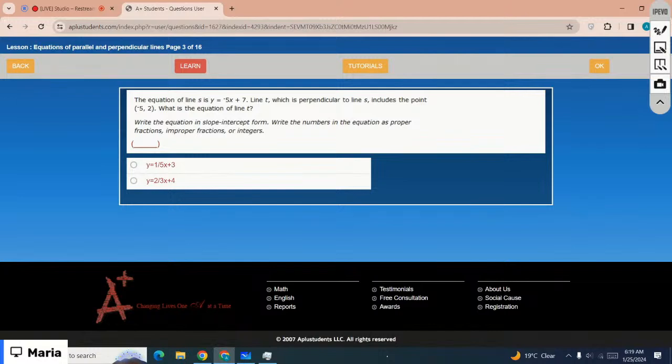So the slope of line S is negative 5. Then the slope of line T is 1 over 5, right? So you can see the equations. Option number 1 is the correct option. That is y equals 1 over 5x plus 3, because for the other equations, the slope is different. Got it? Option number 1 is the correct option.